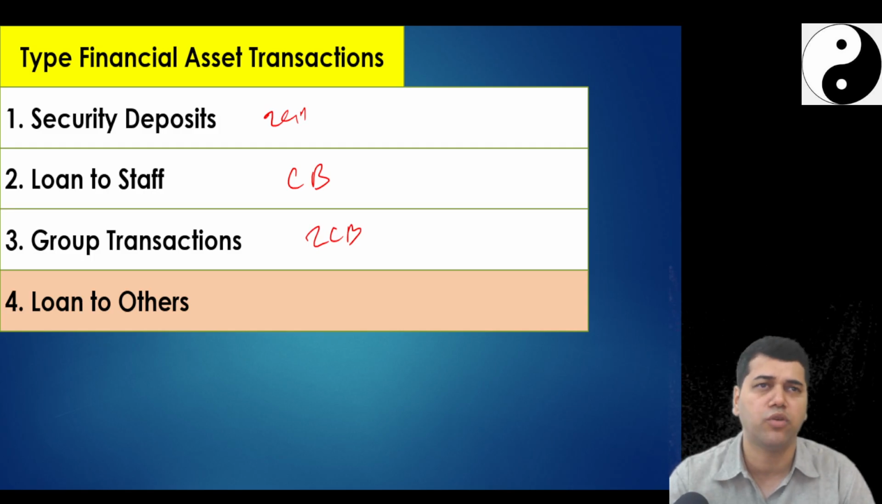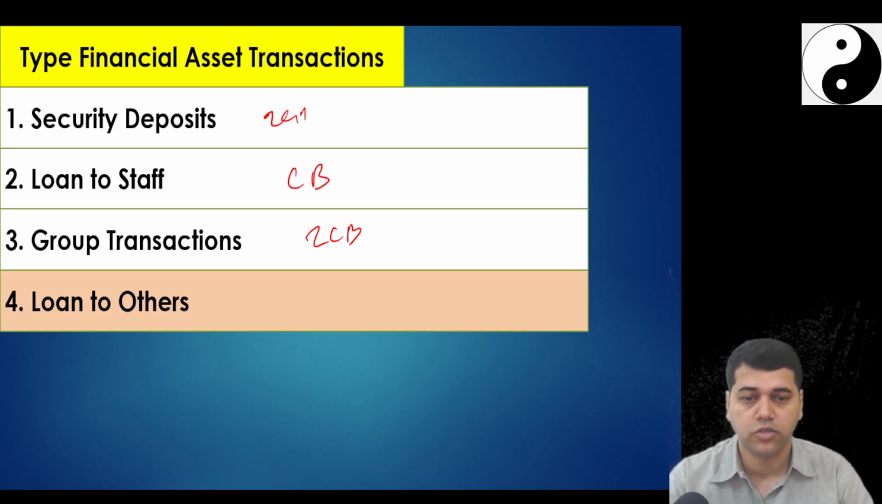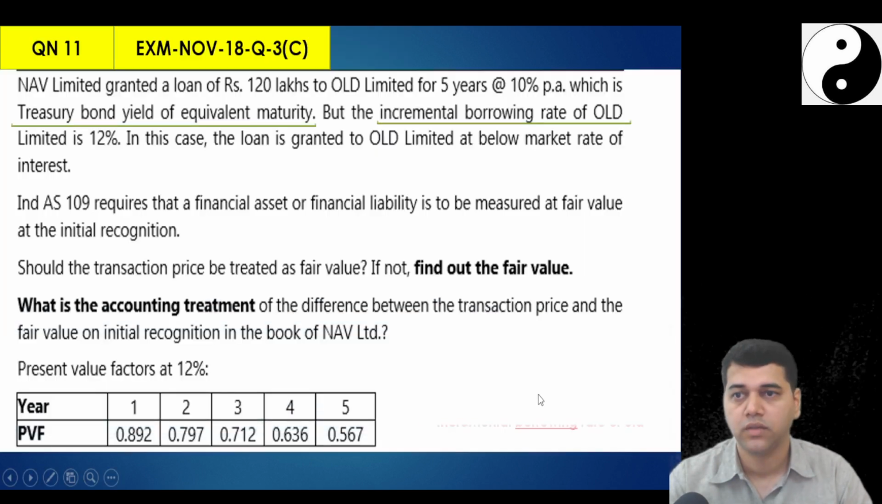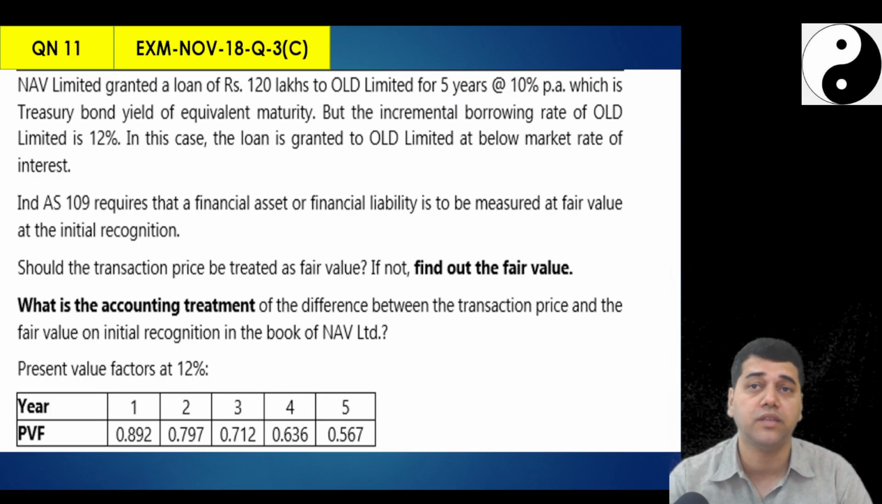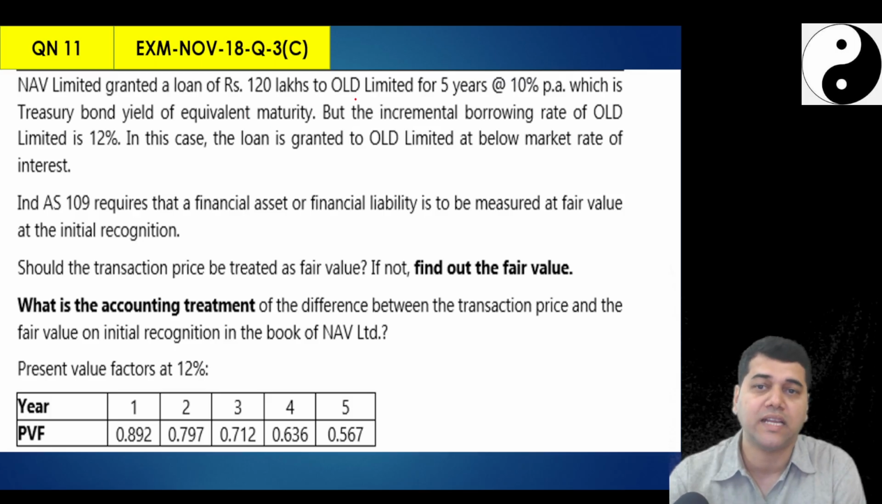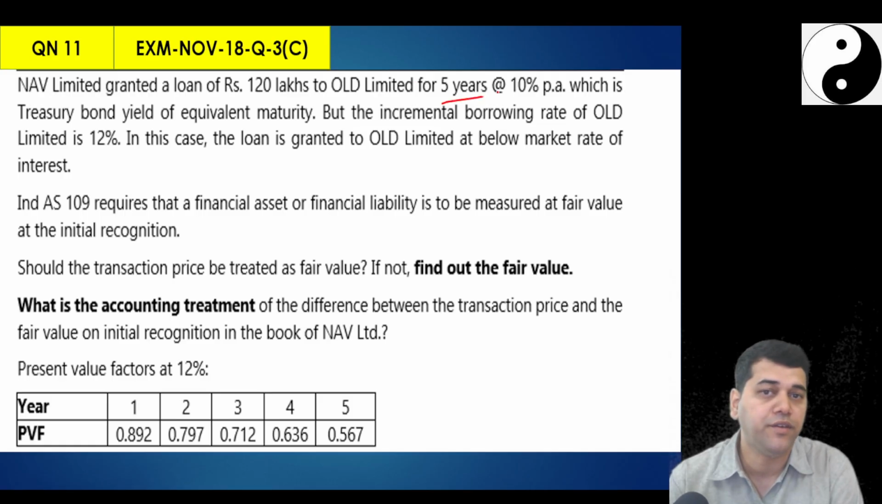Now we will take one more case. I told you there is only one question on the L1 input that we will discuss. So take out question number 11. This is an examination question which appeared in the November 2018 attempt. NAV Limited granted a loan of 120 lakhs to Old Limited for 5 years at 10%.